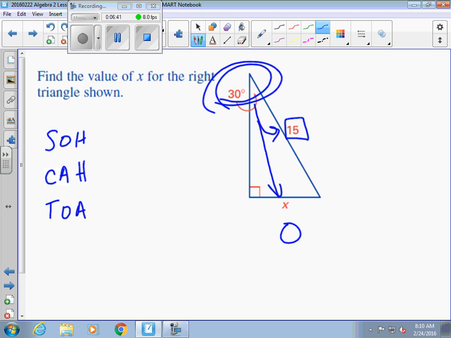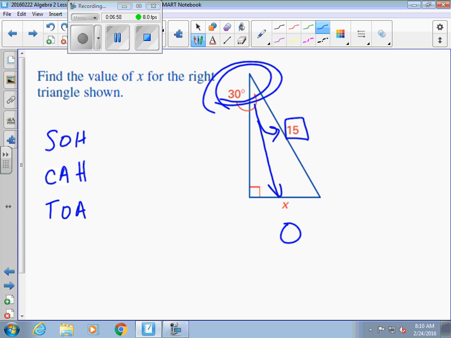this is confusing to some students because we know what that word adjacent means. None of us use that word adjacent in our real life. But in math class, we know what it means. It means right next to it. That's all it means, right next to it. 15 is right next to 30 degrees.